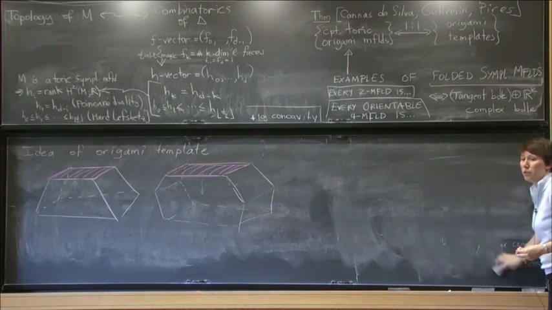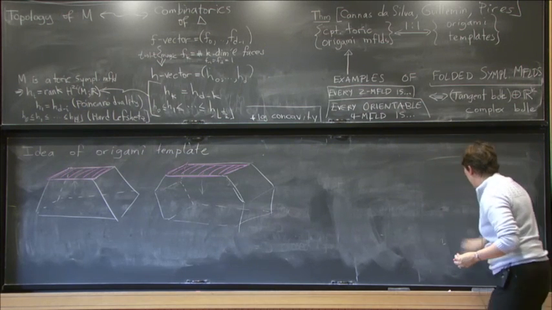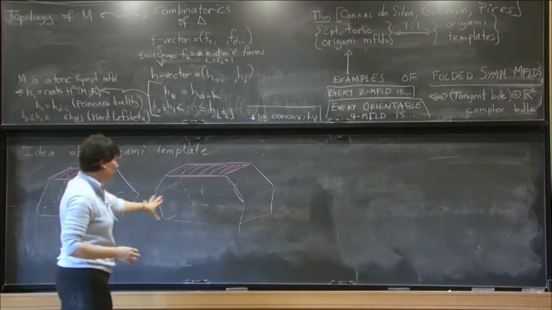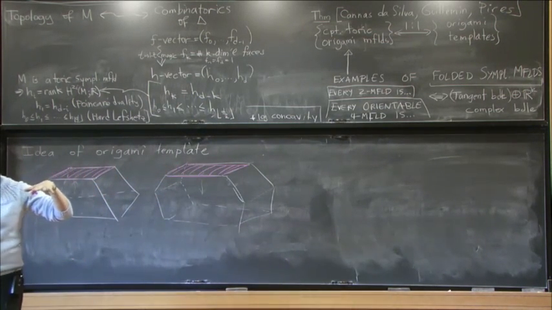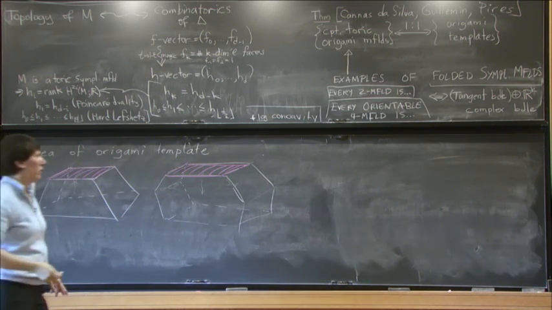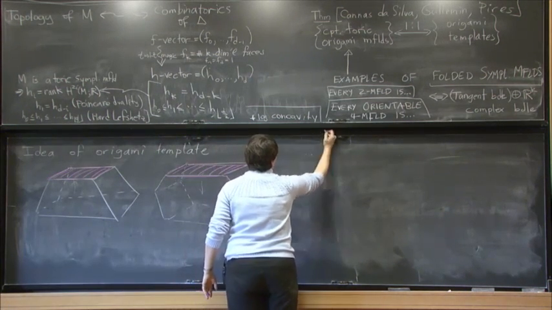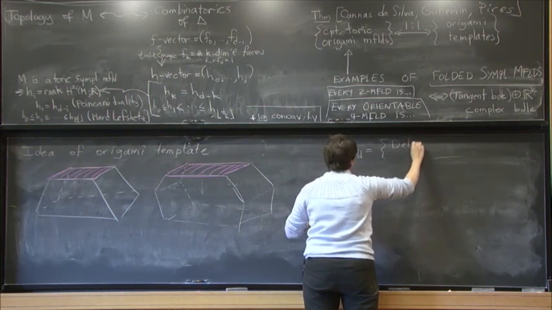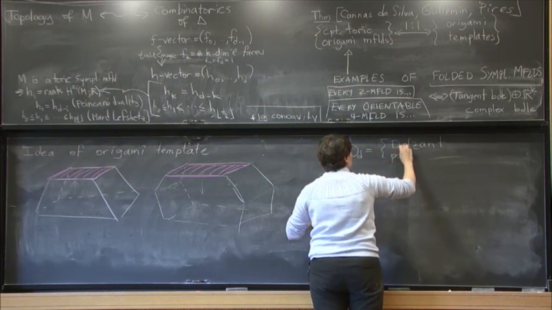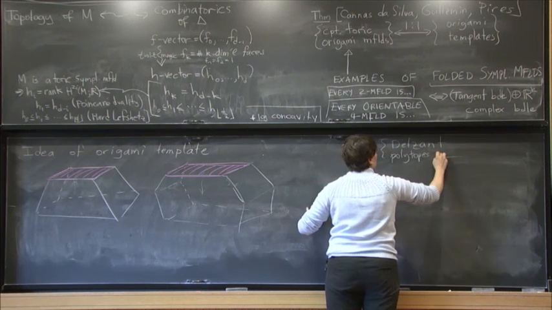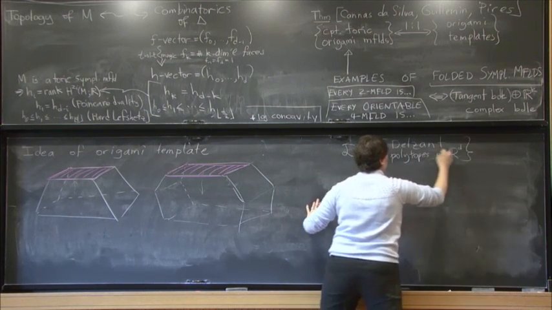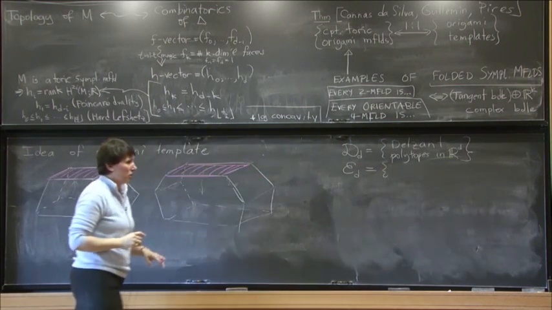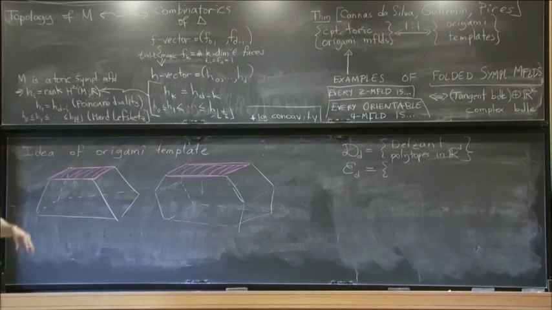We should think of them as actually glued to each other. The way I'll describe it is in terms of a graph. I have a collection of polytopes, and a collection of facets that are glued together along edges of the graph. So an origami template. First, D sub D is the set of all Delzant polytopes in R^d, and E sub D is the set of all subsets of R^d that are a facet of a polytope in D sub D.